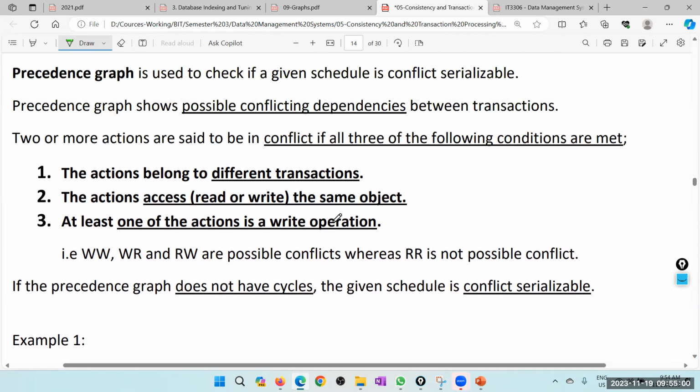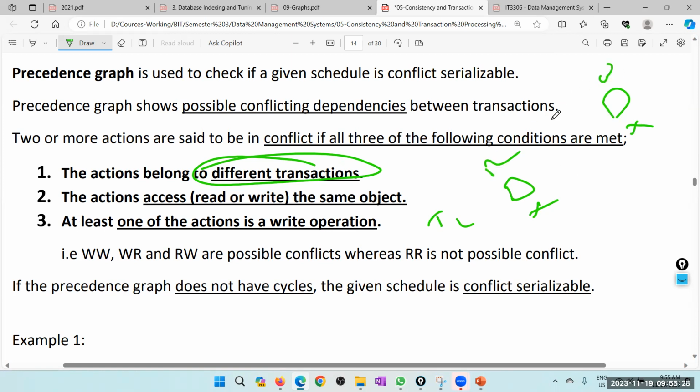Now remember, what is meant by possible conflict operations? Possible conflict operations come from different transactions. There's no possibility of conflict within the same transaction. Say transaction 1 is doing a read operation of X, and transaction 1 is again doing a write operation of X. Read and write is a possible conflict, but because it is done by the same transaction, it is not a conflict. So conflict can happen only across transactions. That is the first thing.